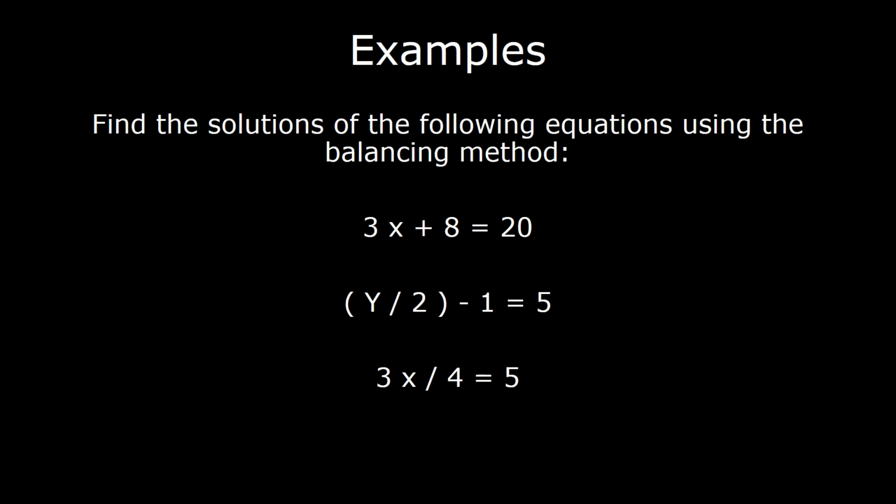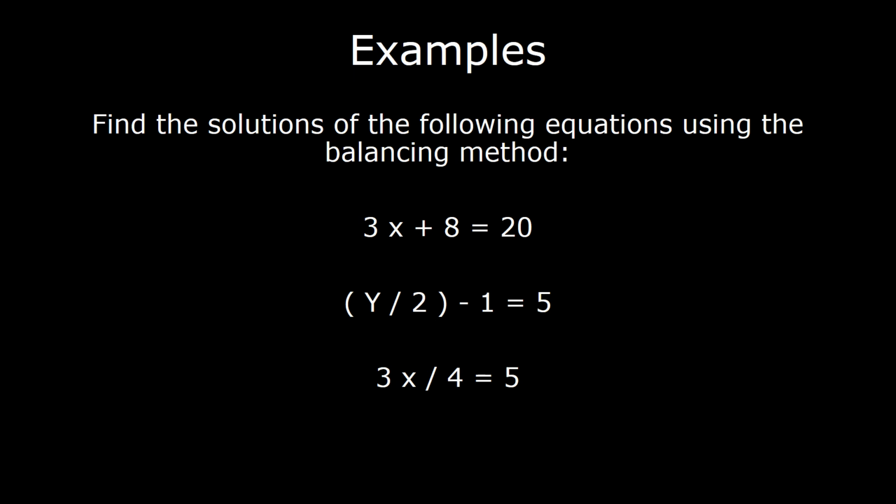Example 3. 3x upon 4 equals to 5. Now there is something in the numerator as well as in the denominator on the left hand side which is superfluous. The 3 and the 4 both are good riddance for us. So what do we do? Let's multiply both sides by 4 so that we can cancel out that 4 in the denominator.